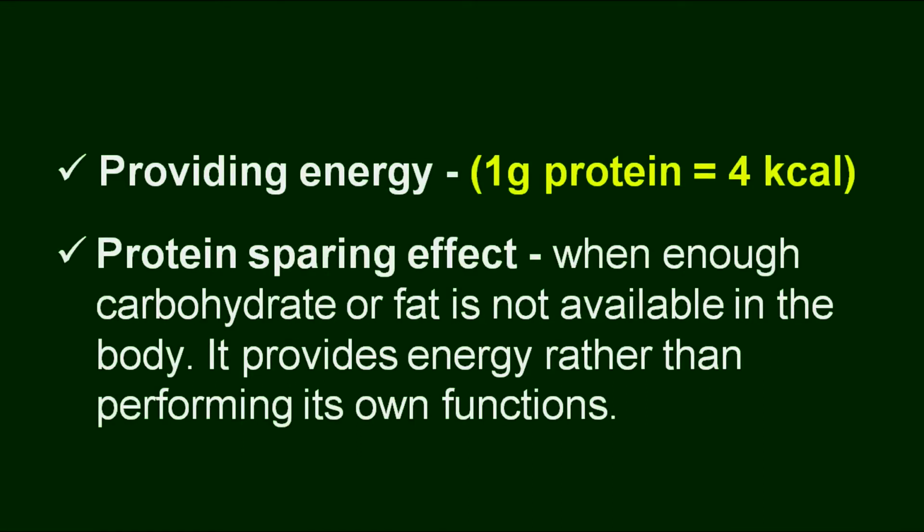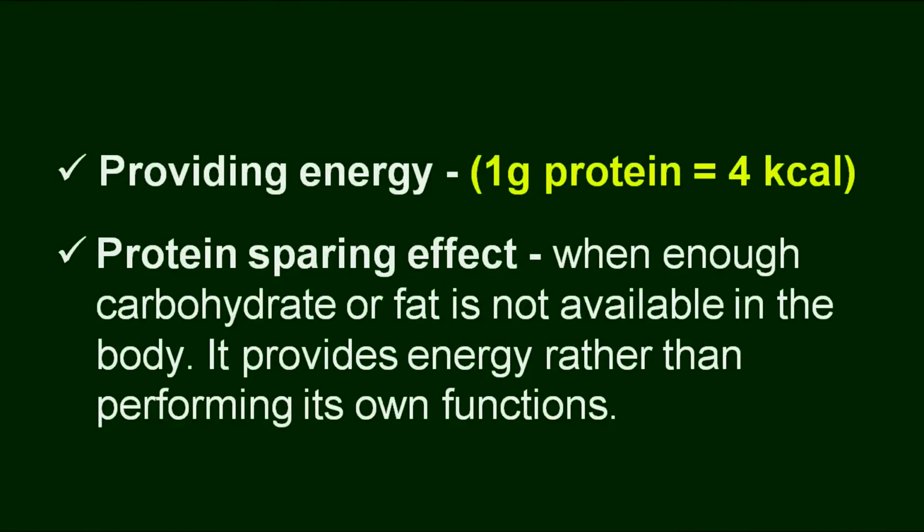1 gram of protein gives you 4 calories. I told you the sparing effect. Why? When enough carbohydrate or fat is available, then protein does its own function like providing the raw material for the hormones, antibodies, immunity, etc. But if sufficient amount of carbohydrate or fat is not there, then protein will do the work of energy for performing the vital function of the body.